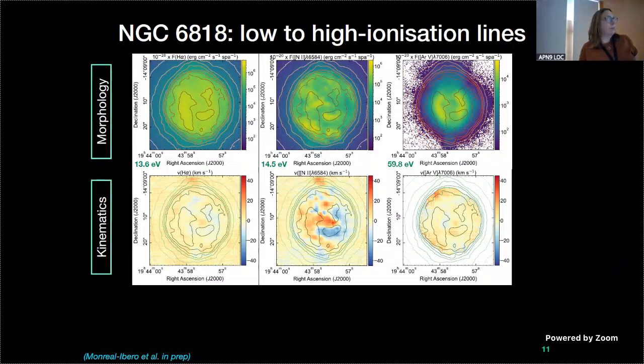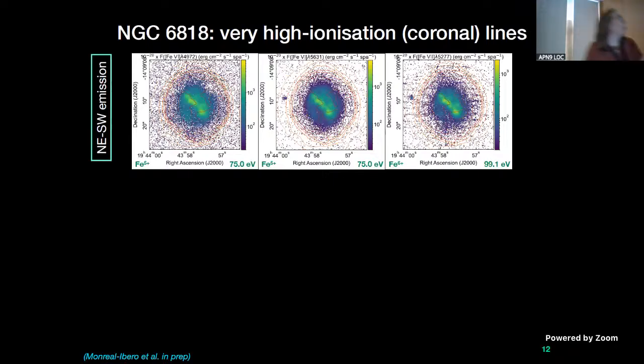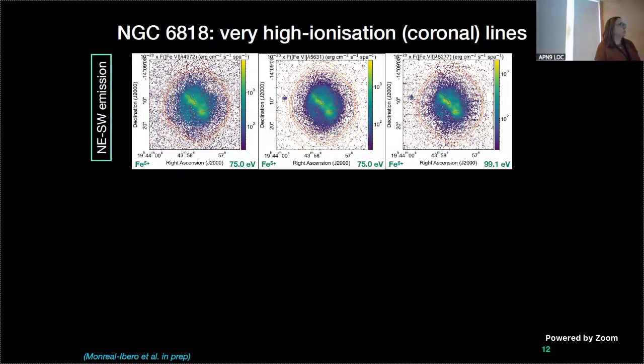Now comes the surprise. This is not the line coming from the ion with the highest ionization potential. We found and mapped emission lines coming from ions with even higher ionization potential. If you look here, iron 6, iron 7, with ionization potentials that are already in the domain of the coronal lines. For me, that was the first time that I was seeing these lines.